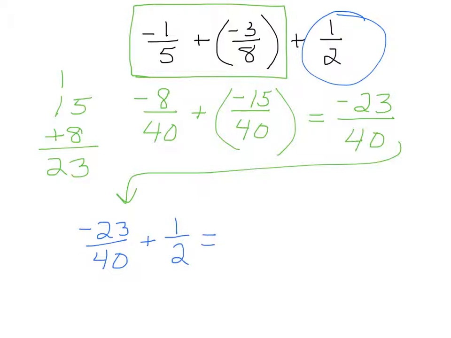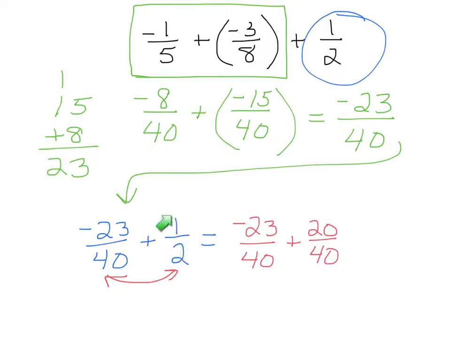So now we have to look at our common denominators here. We have a 40 and we have a 2. Now some would say let's do 40 times 2 and get 80. You can do that. There's nothing wrong with that. However, 2 goes into 40, so I'm going to use 40 as my common denominator. So I'm going to put negative 23 over 40 plus 20 over 40. And I can do that because 2 times 20 is 40, so 1 times 20 is 20. Another way to think about it is, what's half of 40? Well, it's 20, so you can easily convert that.